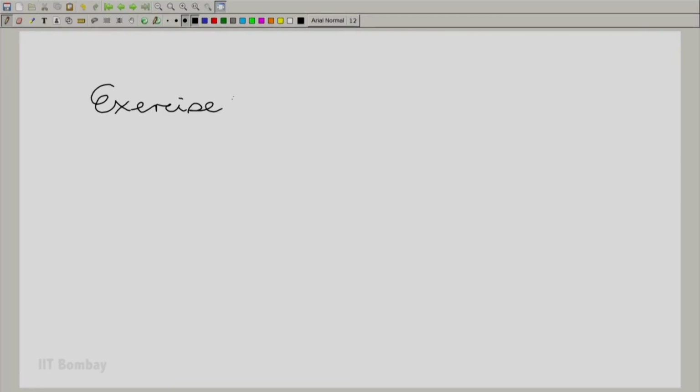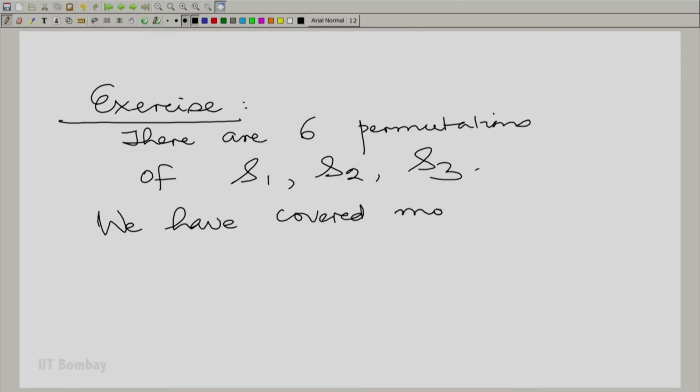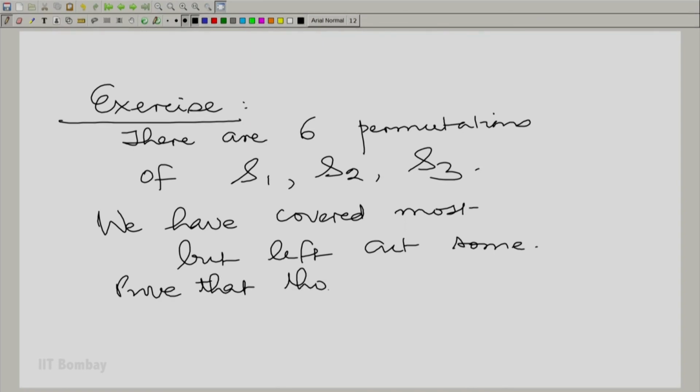How do we do that? Well, you could first bring S3 into the middle as you have done here and invoke associativity and commutativity together. So, in fact, I am going to leave this to you as an exercise. There are 6 permutations of S1, S2, S3. We have covered most but left out some. Prove that those are also valid.